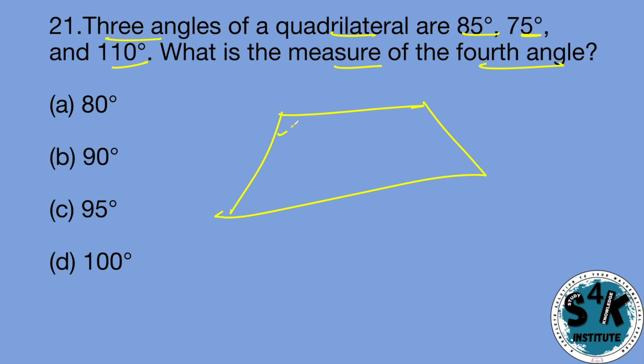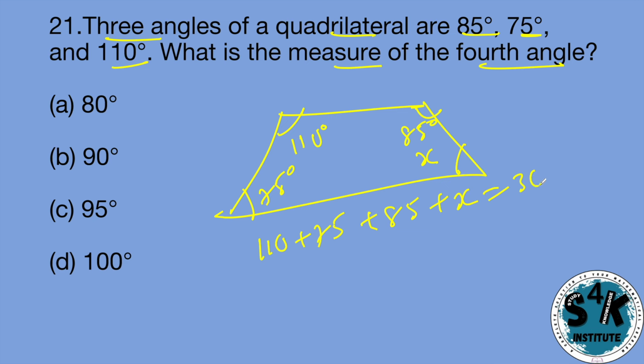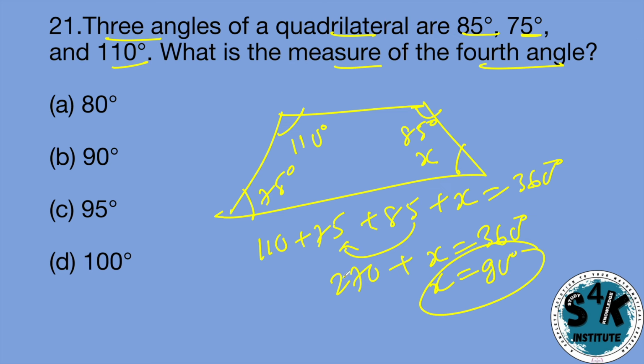So it is saying that one angle is 110 degrees, another angle is 85 degrees, another angle is 75 degrees. What will be the other angle? So the sum of 4 angles is 360 degrees, that we know. So 110 plus 75 plus 85 plus x is equal to 360 degrees. So when you add this, it becomes 160. So 270 plus x is equal to 360 degrees. So the other angle will be 90 degrees. So the answer will be B.